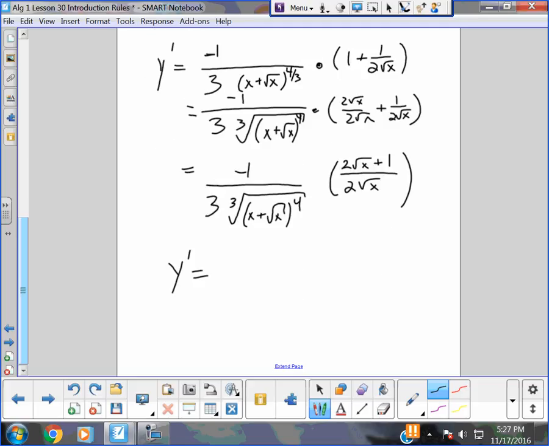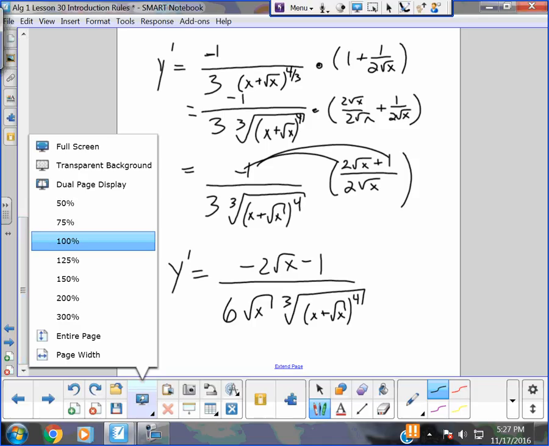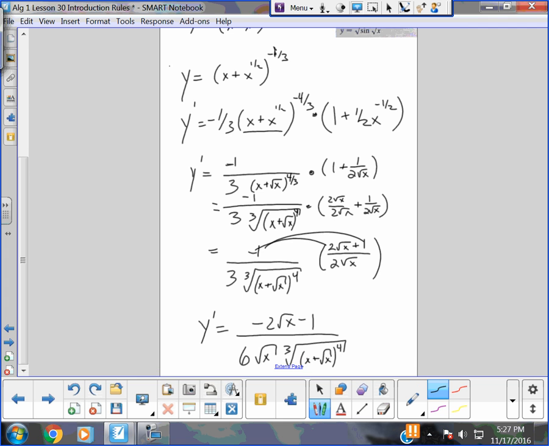y prime equals negative 2 square roots of x minus 1, distribute the negative 1 to both these, over 3 times 2 is 6, square root of x, cube root of x plus square root of x, all to the 4th. And I suppose we should realize that this 4 could be here, or it could be out here, right on the outside of the radical. Doesn't matter where. And again, a big one. I just can't stress enough that these just get very long sometimes, all right?